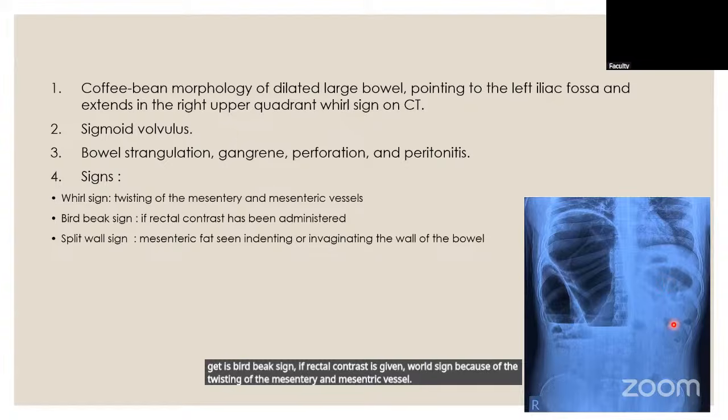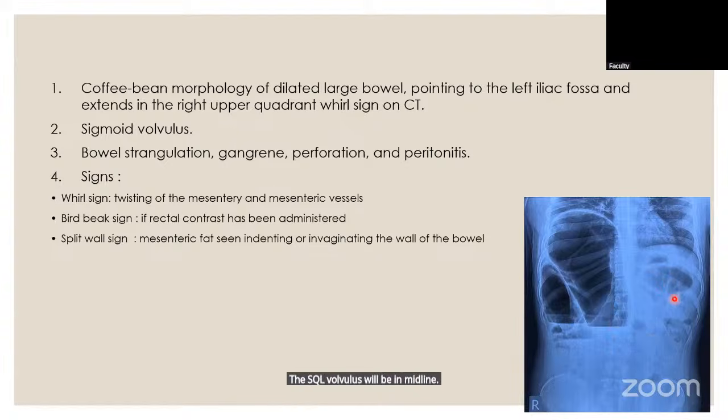The cecal volvulus will be in the midline. The apex would be pointing more towards the left hypochondriac region.